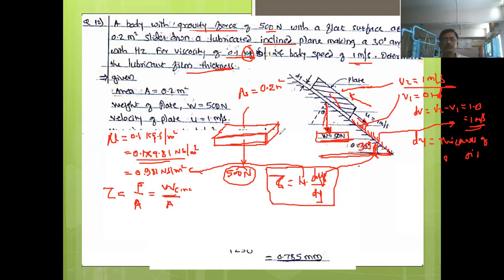Can anyone tell me? What will be the component of this 500 Newton force in the direction of motion? This is a W, and we want to find out this component. 500 sin 30. Correct. 500 sin 30. So other students, please have attention here.